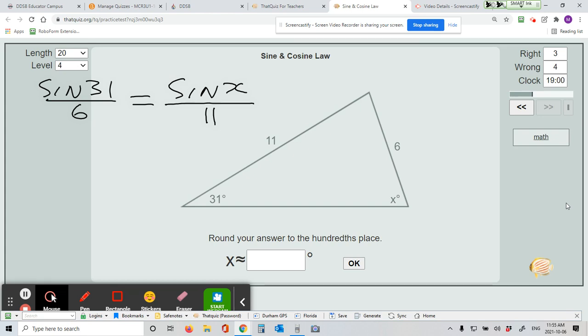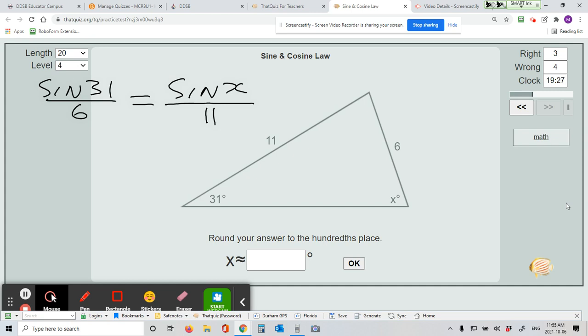You've done sine law before, hopefully. So sine of 31 over 6 is equal to sine of x over 11. So the angles are all on top. And that's how I recommend you do this when you are solving for sine law. Put the thing you don't know on top. So what we don't know is the angle, so putting it on top. All right. Any suggestions as to where we go next? Any ideas as to where we go next?